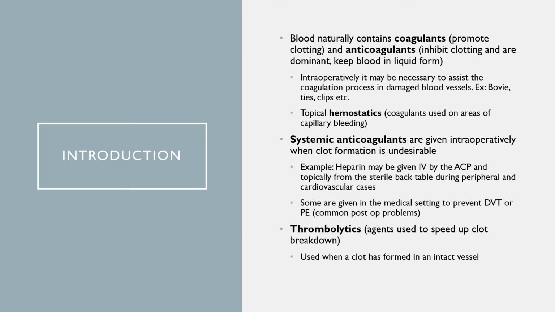Okay, first a little introduction on some terminology that we need to go through. So blood naturally contains coagulants which promote clotting and anticoagulants which inhibit clotting, and these are dominant in the blood. They keep the blood in liquid form.